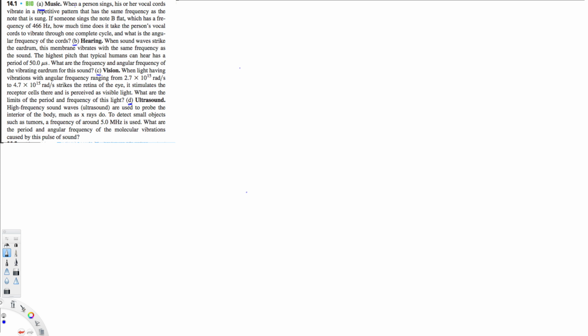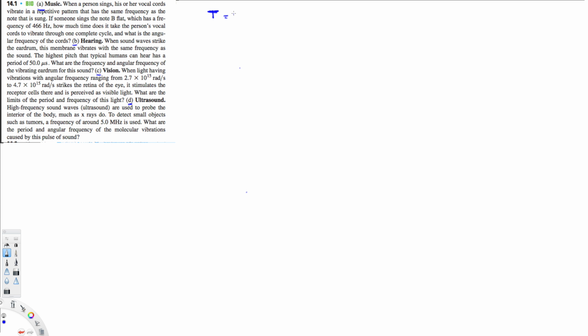So the first question is asking, when a person sings, his or her vocal cords vibrate in a repetitive pattern that has the same frequency as the note that is sung. If someone sings the note B flat, which has a frequency of 466 Hz, how much time does it take the person's vocal cords to vibrate through one complete cycle? So they are asking for the period, and then what is the angular velocity, the angular frequency, of the cords.